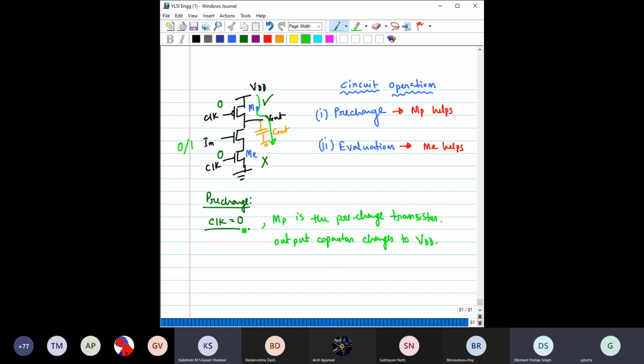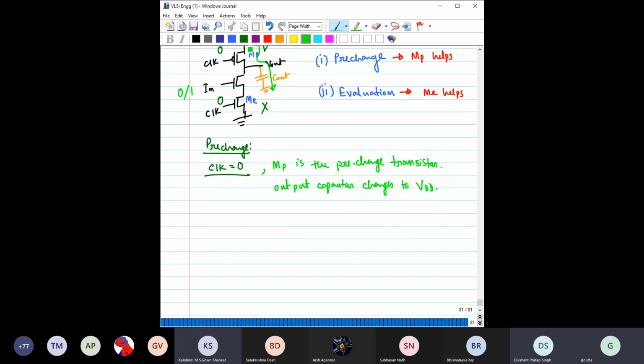So whenever you make clock equal to 0, the output load capacitor will charge and it should be at a level of VDD. The voltage level across this should be VDD. Okay, and it does not matter what is the input state. Input state may be 0 or 1. It does not matter because the bottom transistor is off. Okay.